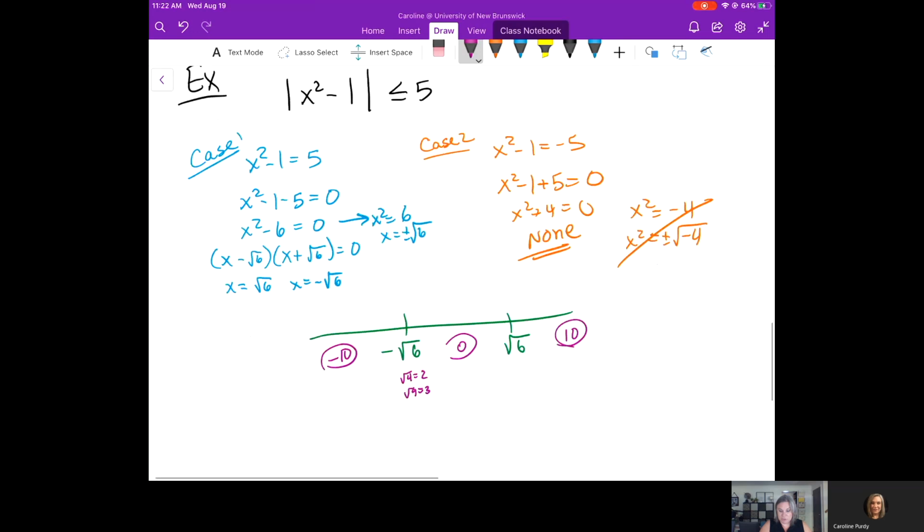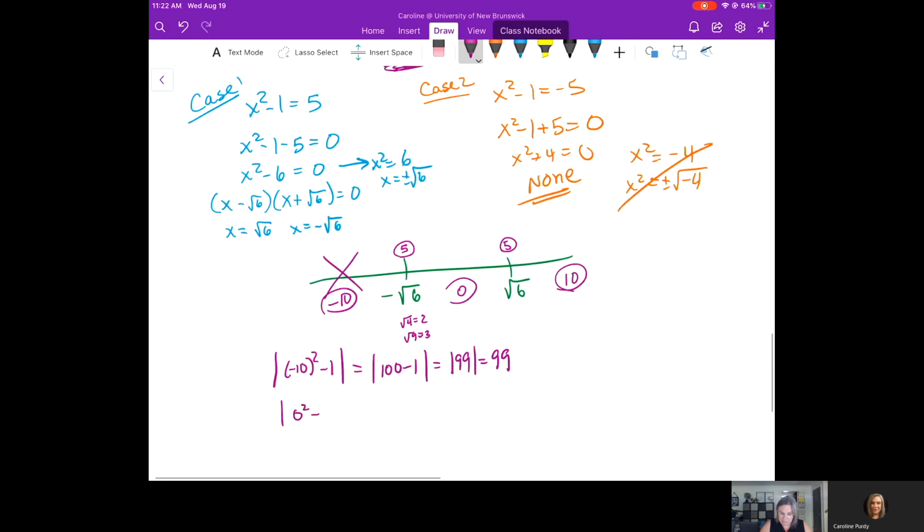And where do we plug these in? We're trying to find out, we know these are where that's equal to 5, but we want to know where it's less than 5. So we're looking at these intervals to see where it's less than 5. So if I plug -10 in, -10 squared minus 1, that's in absolute value brackets. That's 100 minus 1, which is equal to 99. 99 is clearly not smaller than 5, so that won't work.